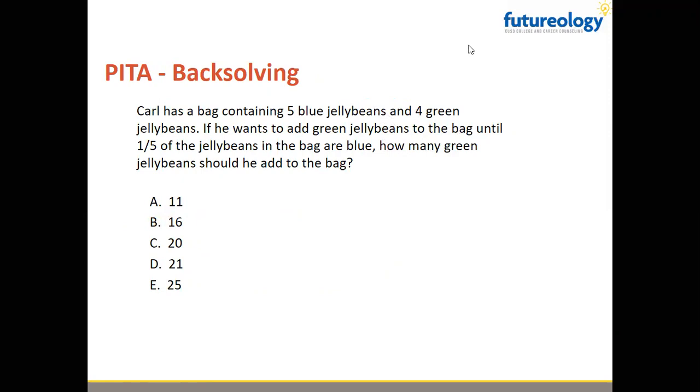So here we go. We start at C. Some of these things are coming out of order, so we're going to have to deal with it. Anyway, if we start at 20, we add 4. Remember, Carl has 5 blue and 4 green. So if we start with 20 green added, that means we have 24 green total. Again, we're working backwards. That means there's also 5 that were blue, so there's a total of 29. The requirement is that 1/5 in the bag are blue. So is this 1/5?